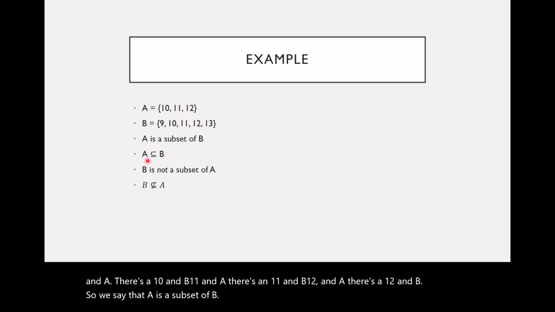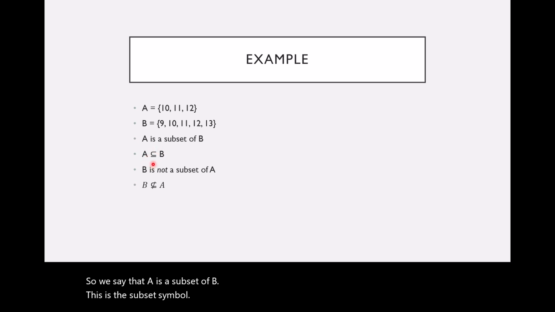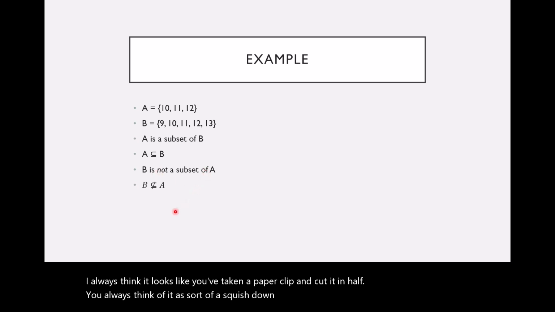This is the subset symbol. I always think it looks like you've taken a paperclip and cut it in half. You can also think of it as sort of a squished down C with a line underneath it.